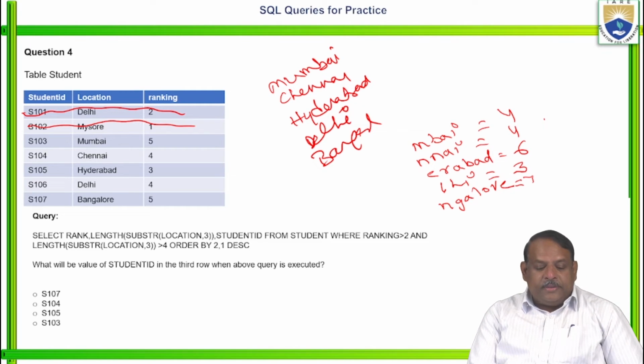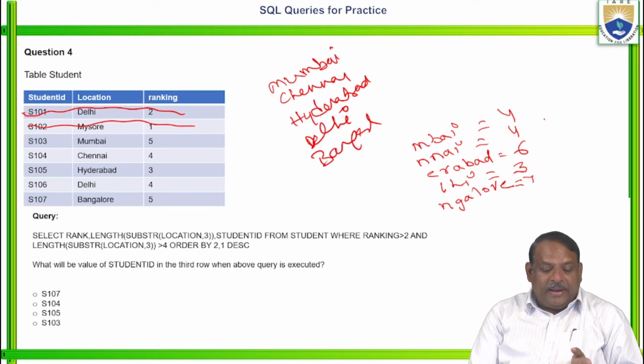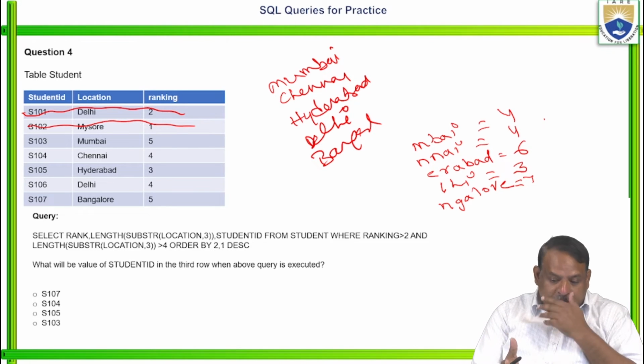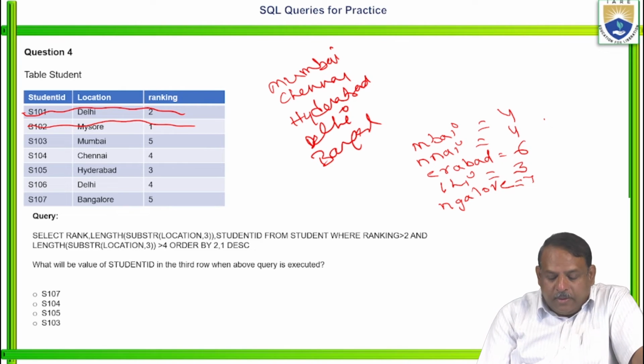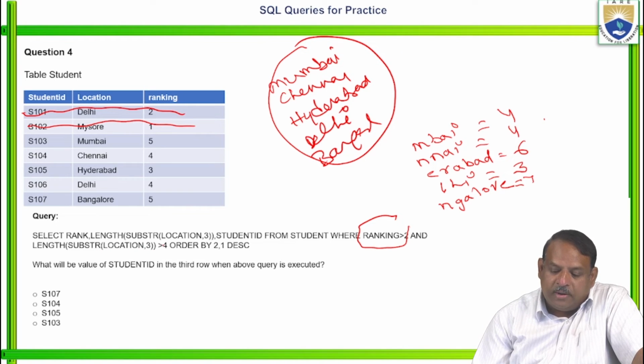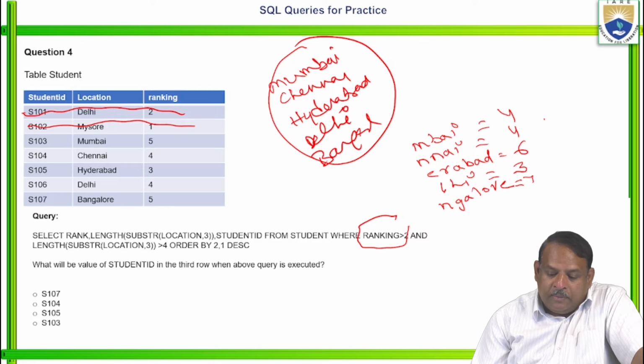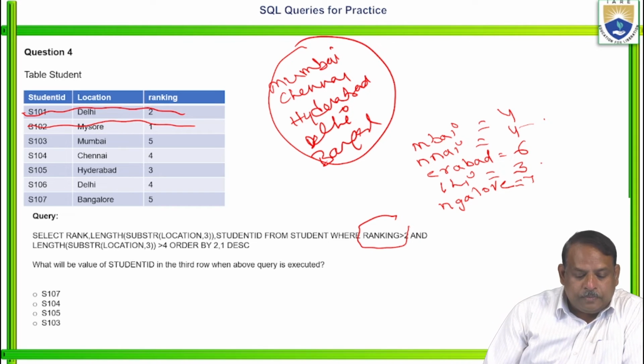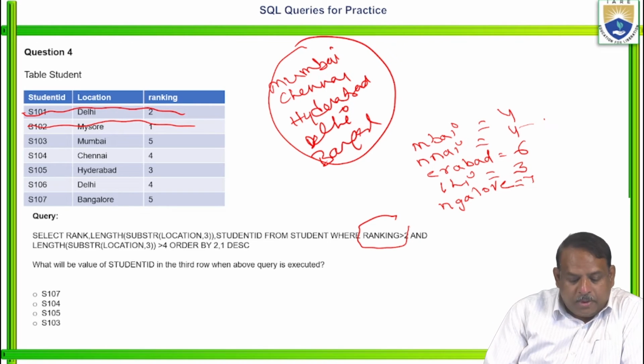Now we got this, the length of substring from 3. Here first there are all the records which are greater than 2. Now we have to apply the secondary sort, and the length of the location should be greater than 4. Greater than 4 means now we need to remove 3 records, and you are left with only 2 records. Something is wrong, somewhere I have gone wrong. Let us see once again, because they are asking for the third row.